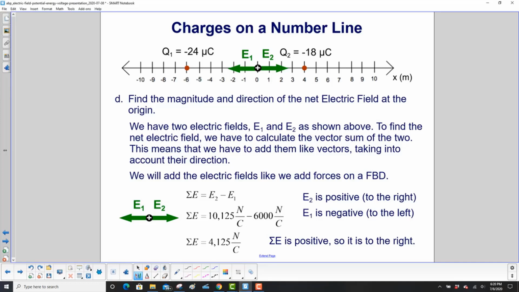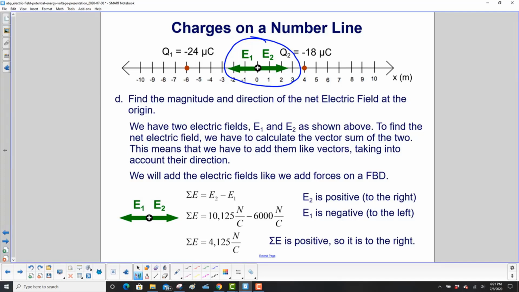Now we want to find the magnitude and direction of the net electric field at the origin due to both charges. Now we bring in both electric fields. This is called the principle of superposition. We have E1 going to the left and E2 going to the right. We need to do a vector sum.